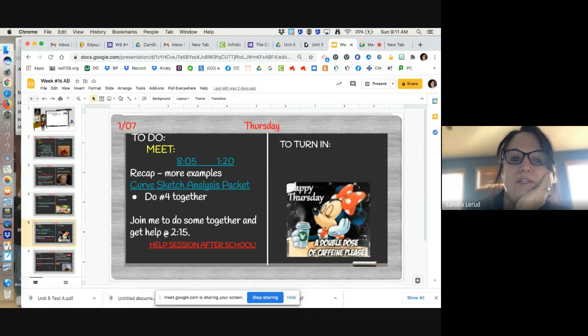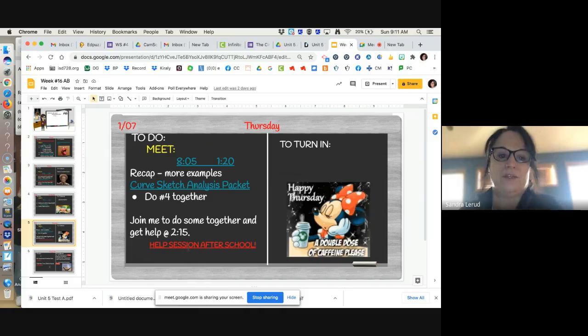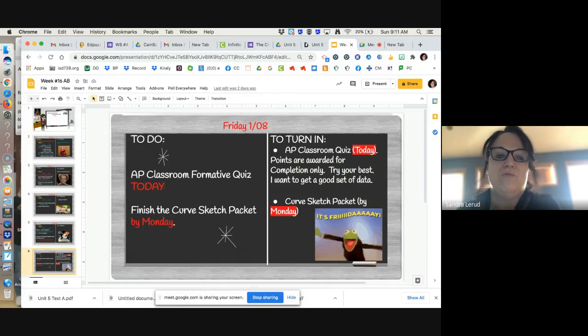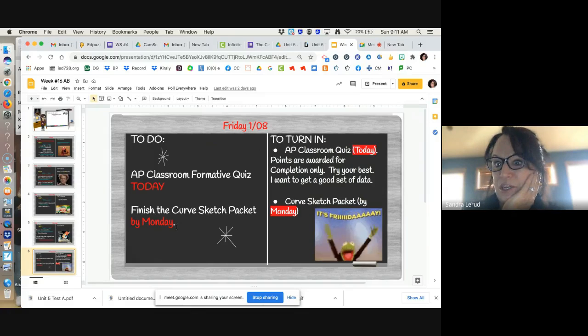Then on Thursday, we're going to start a curve sketch analysis packet together. And that'll be your assignment. Some of you are going to struggle with that. Like I said, it's very visual. So I'm going to have an after school help session on Thursday that I would suggest you go to if you're having issues with this packet. And then Friday, we're going to take a quiz on AP Classroom. And then your assignment will be to finish that curve sketch packet.